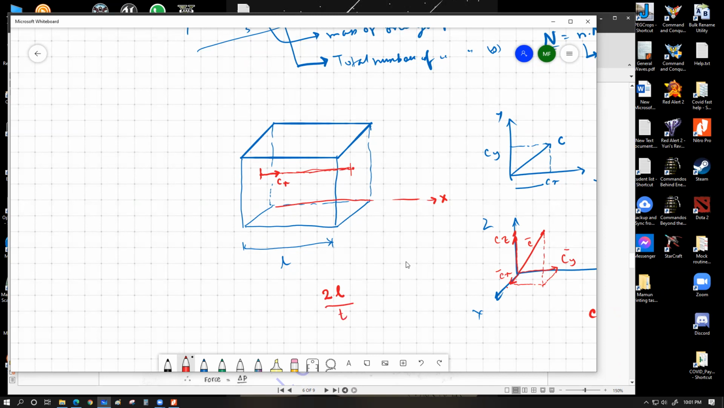This would be equal to horizontal distance.